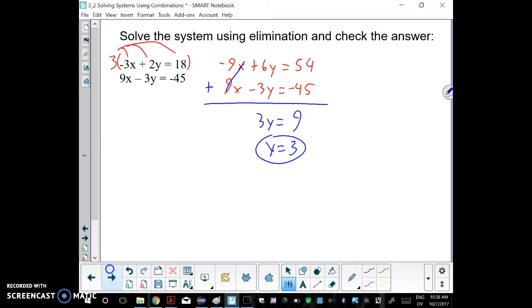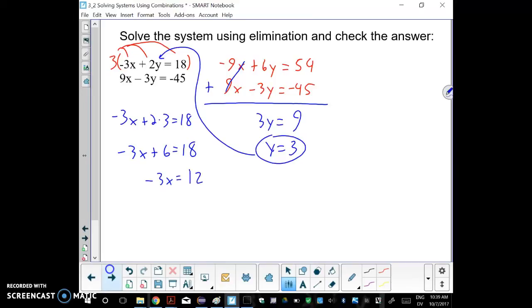Okay, and then to find x, use either equation. I'm just going to go on the top equation again. Minus 3x plus 2 times 3 has to be 18. So minus 3x plus 6 equals 18. And then just solve for x. Minus 6, divide by negative 3. And so we have our xy solution of x negative 4 and y 3.